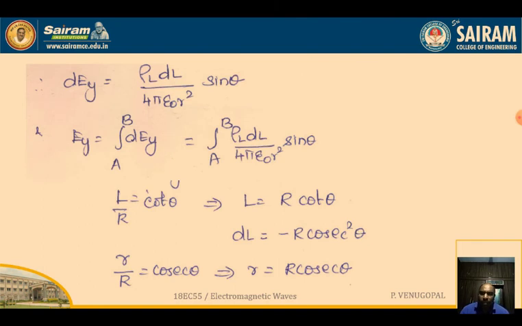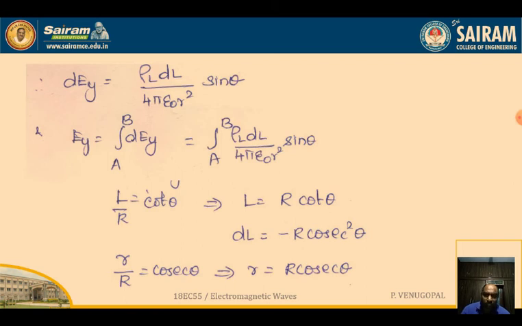So dEy is rho L dl by 4 pi epsilon r square into sin theta. What is Ey? Ey is the net electric field intensity. So the total electric field intensity E is equal to Ey, which is the integration of dEy, and that is equal to the integration of rho L dl by 4 pi epsilon r square into sin theta. Now we can find out what is dl and what is r.